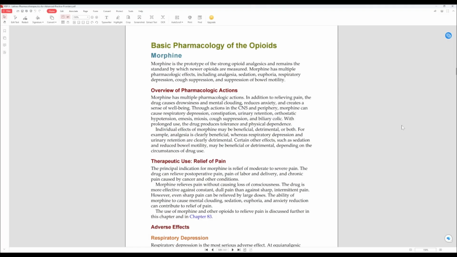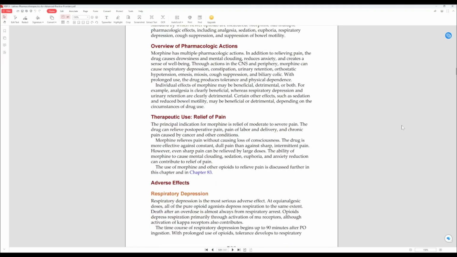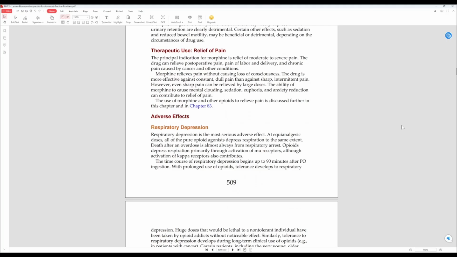Individual effects of morphine may be beneficial, detrimental, or both. For example, analgesia is clearly beneficial, whereas respiratory depression and urinary retention are clearly detrimental. Certain other effects, such as sedation and reduced bowel motility, may be beneficial or detrimental, depending on the circumstances of drug use. So, the therapeutic use, the relief of pain.